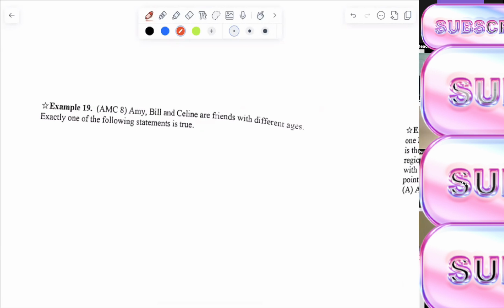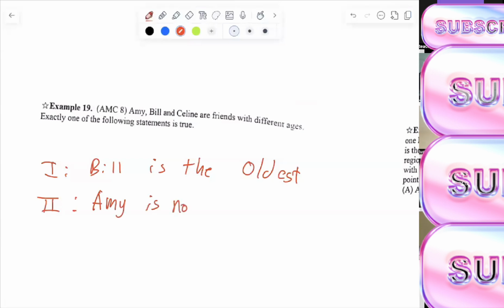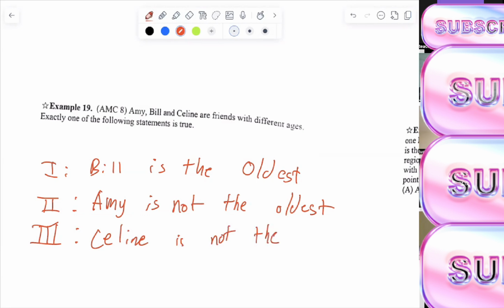Number 1, Bill is the oldest. 2, Amy is not the oldest. 3, Celine is not the youngest.